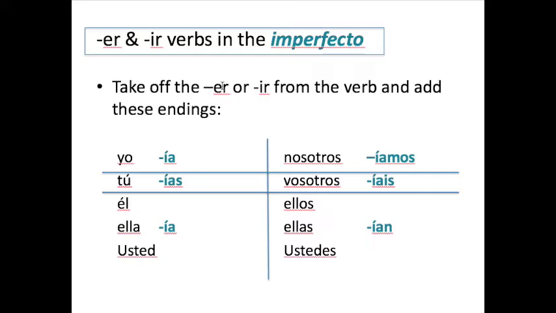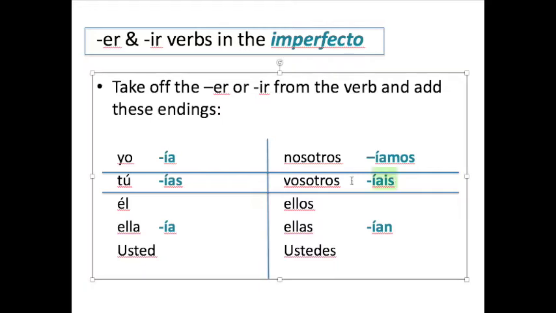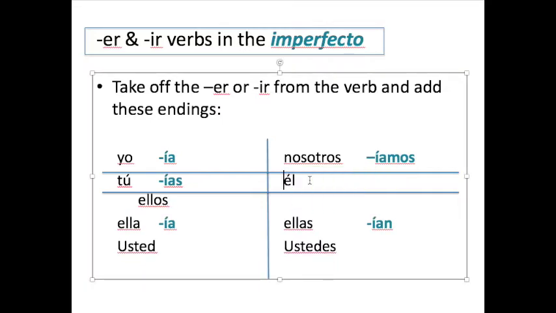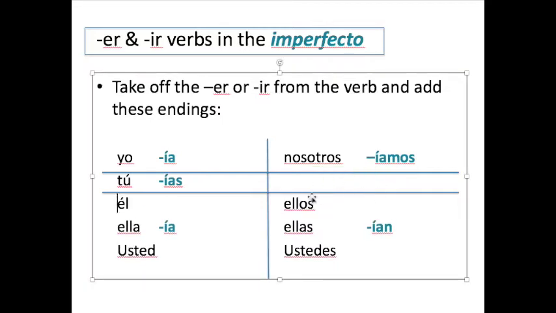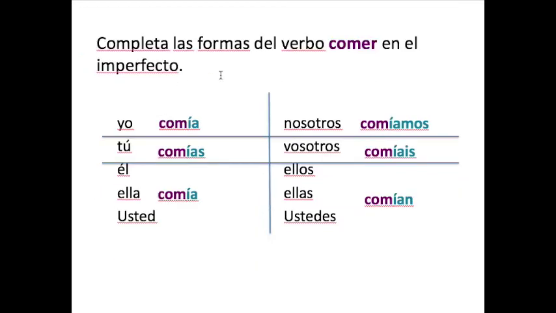Okay, so we have comer, which is to eat. We're going to drop the ending, take our stem there, and then we're going to add these. I used to eat, you used to eat. We were eating, he, she, you used to eat, was eating, right? Anything like that. Kind of translate it that way.